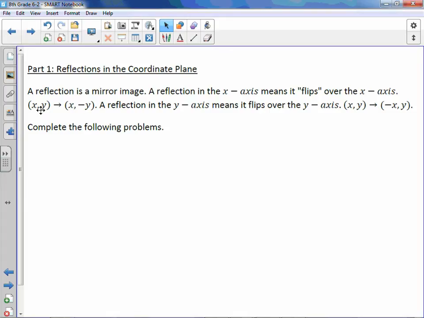And here's our notation. When it flips over the x-axis, what happens is the y value negates. Okay? So if it were positive, it turns negative. If it were negative, it turns positive. Similarly, when it reflects over the y-axis from left to right, that means the x value gets negated.